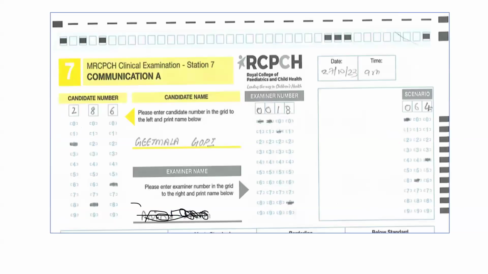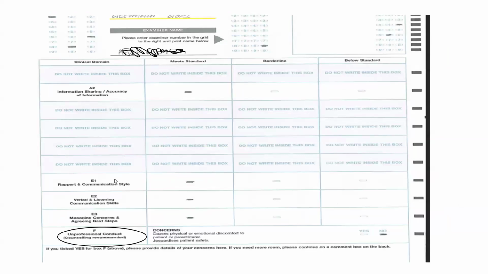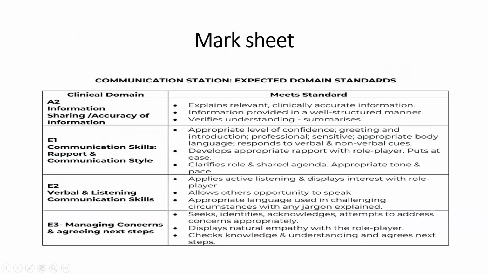This is how your marking paper will look, which you can go through before your exams, and you'll be marked against these 4 clinical domains. It's only for 8 marks. Each clinical domain will carry 2 marks. You'll be looked at on whether you're sharing information in the right way, accurately, and well structured. Next comes your communication skills, where they look at whether you have a good rapport, and your communication style matters here. The third one is also very important, where you'll be assessed on verbal and listening skills.